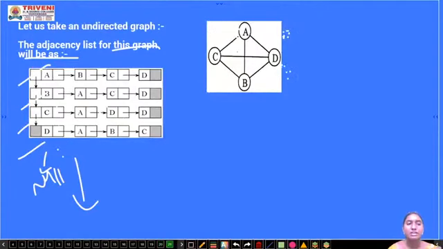And next, let us take an undirected graph ABCD. That is A to B and B to C, A to C and A to D, and again all the vertices will be connected to each other. That's why we have to write the adjacency vertices of the graph. Let us take an undirected graph. The adjacency list for this graph will be as follows, with all the nodes A, B, C, D.